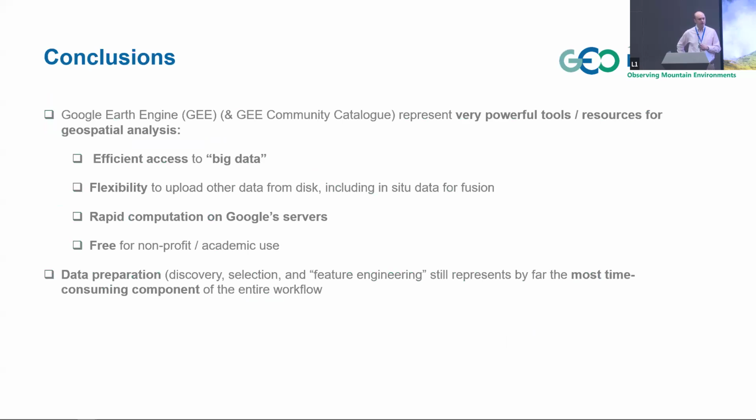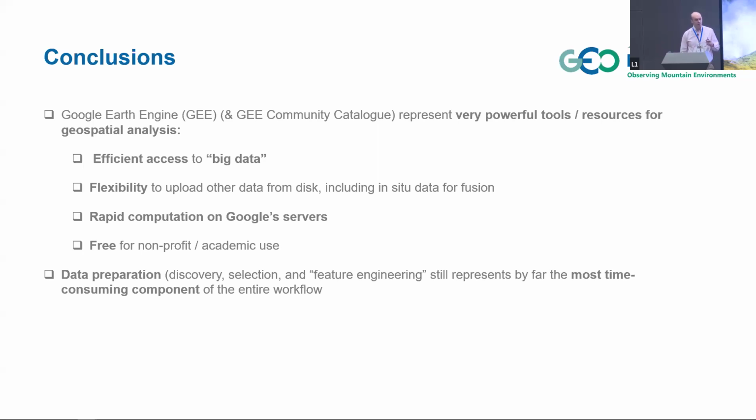So my very final slide, I would conclude by saying that Google Earth Engine and also the community catalog, which provides a list of data sets which can very easily be ingested, represent very powerful tools and resources. We can efficiently access these so-called big data. We can also easily upload other data, integrate other data which may not be sitting in the platform already, but which we may have from other sources, so this is also attractive.